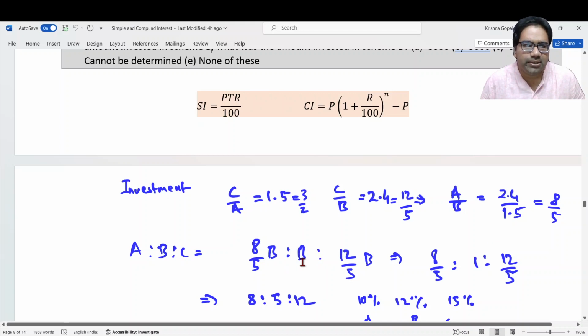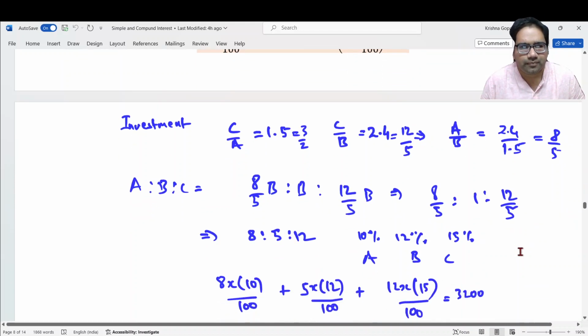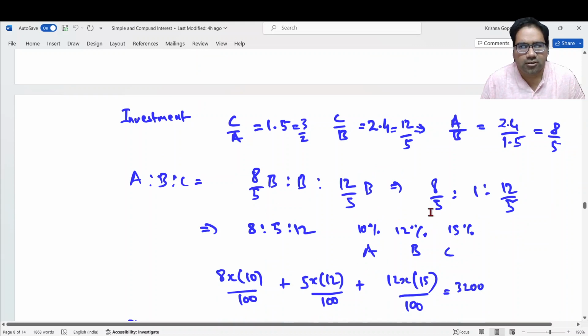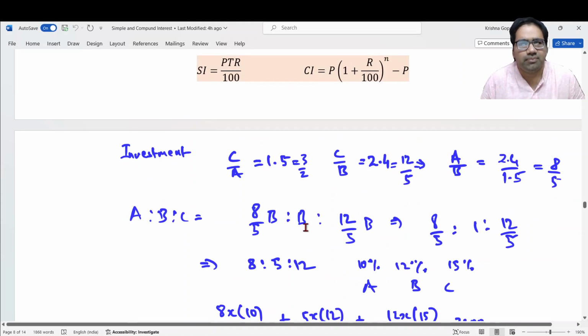B is directly B. A is also expressed in terms of B. Similarly, C is also expressed in terms of B. We have to express it to calculate the common ratio. That means A is to B is to C is equal to 8 by 5 is to 1 is to 12 by 5. Right? 5 is the common LCM here. 8 is to 5 is to 12. And this is the ratio in which A, B, and C are there.